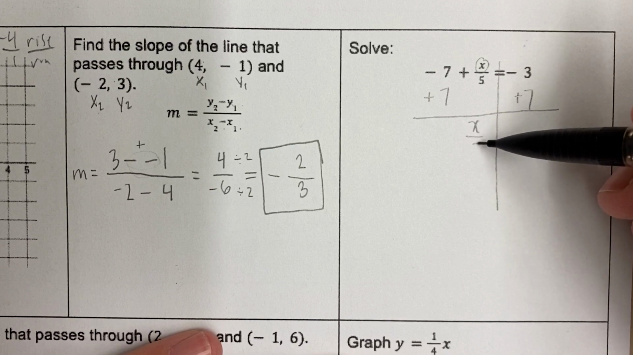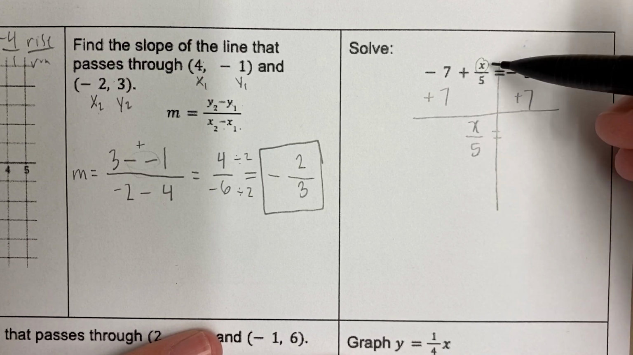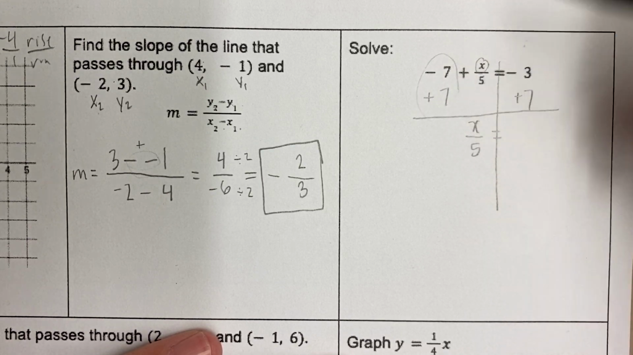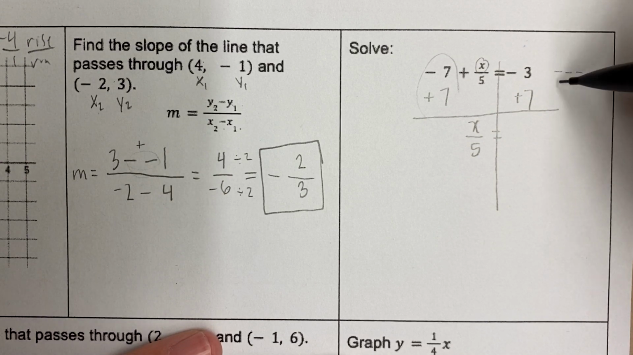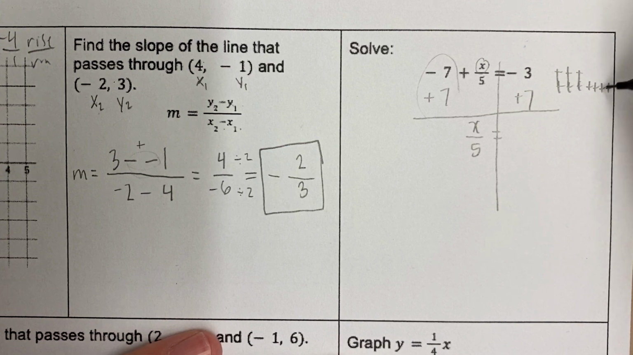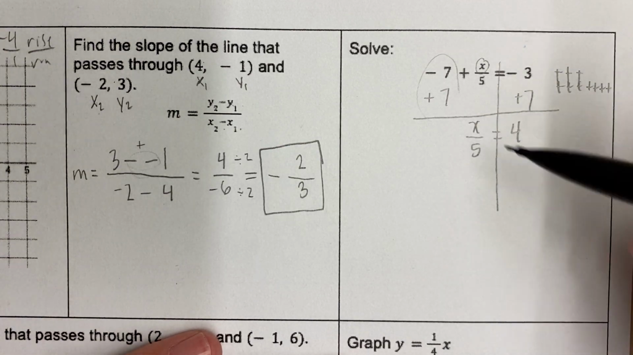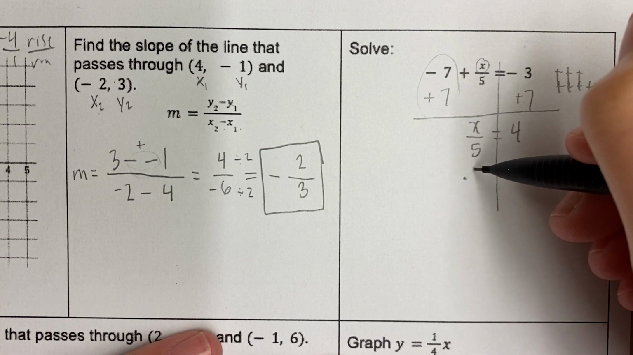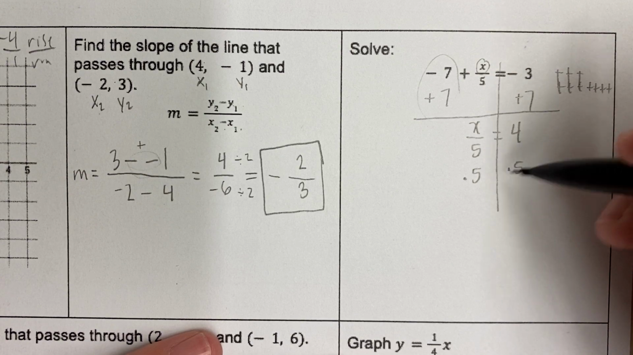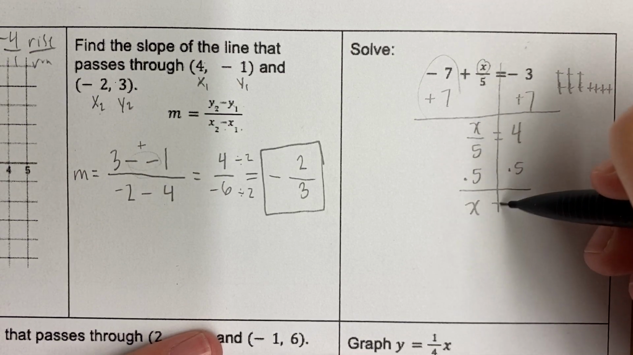Okay, that leaves me over here with x over 5 still, right? That doesn't change. Only thing I'm changing is right here. So this is 3 negatives and 7 positives. Cancel, cancel, cancel. I'm left with 4 positives. This is x divided by 5, so I'm going to go ahead and multiply by 5 to get x by itself.